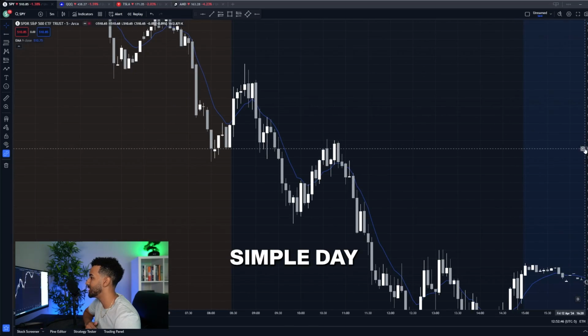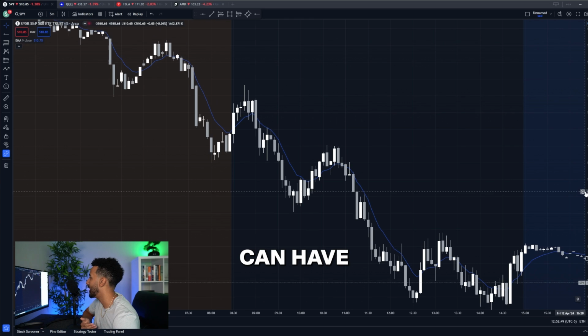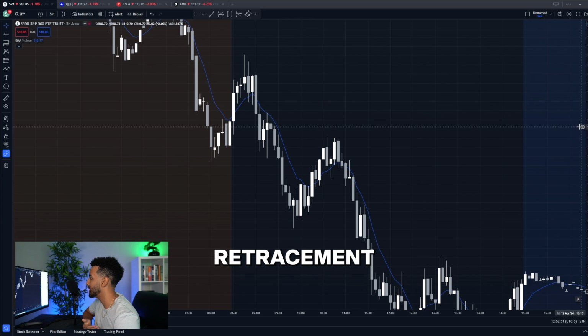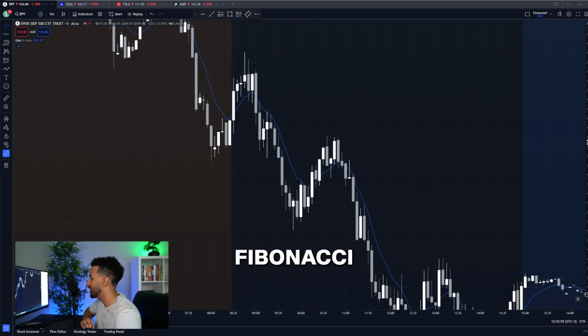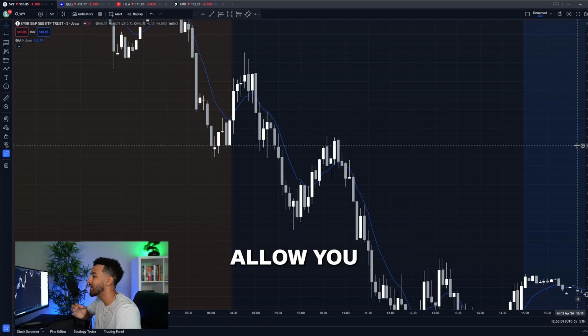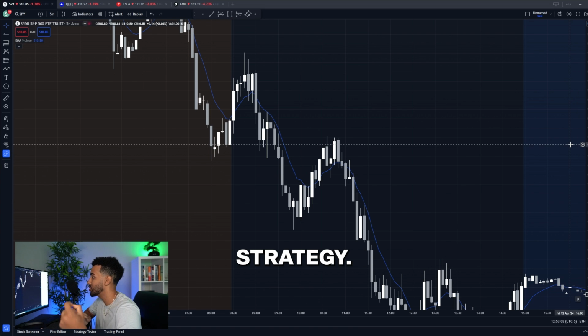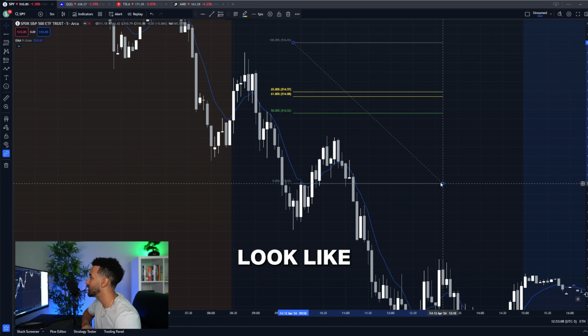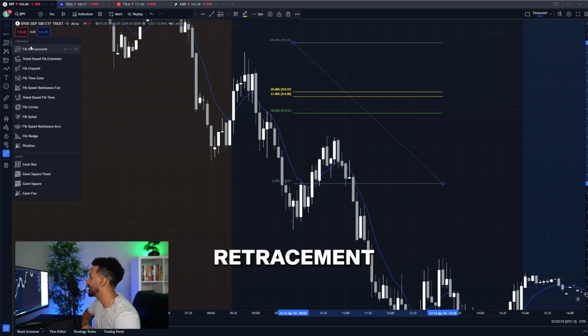One of the most simple day trading strategies that you can have is going to be the Fibonacci retracement strategy. This isn't just a regular Fibonacci retracement. This actually has settings that will allow you to have a very simple strategy. So your Fibonacci is going to look like this. If you don't know where it's at on TradingView, it's going to be this area right here, and you're able to just pick the Fibonacci retracement section.